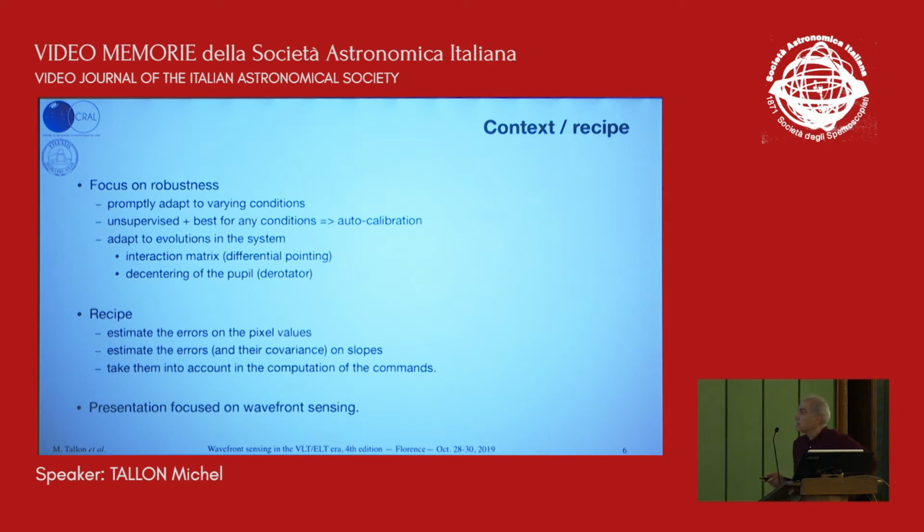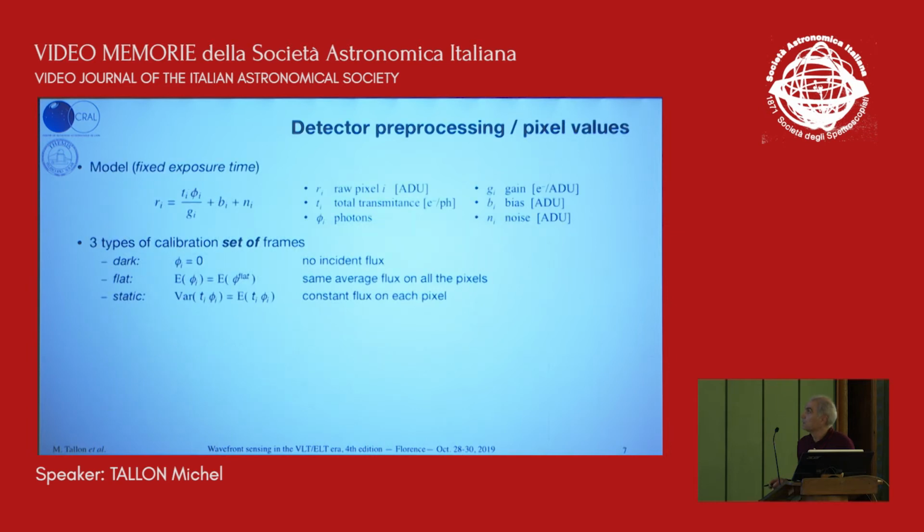The recipe is that we want to estimate the errors and the covariance of the slopes to optimize the system. It means that before that, we want to work out the errors on the pixel values. And then we have to take account of this in the covariances. So I start with working out the errors on the pixels.